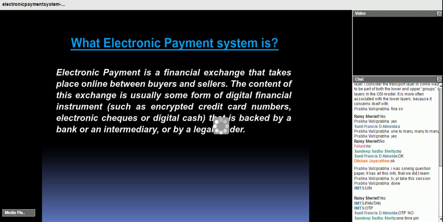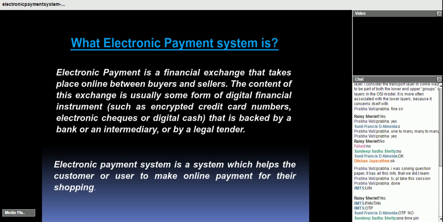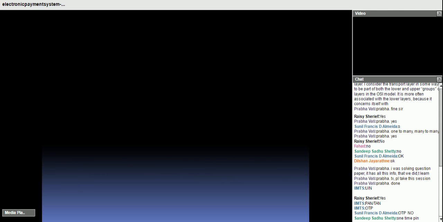Sorry for the interruption. So electronic payment is a financial exchange that takes place online between buyers and sellers. The content of this exchange is usually some form of digital financial instrument, such as encrypted credit card numbers, electronic checks, or digital cash, that is backed by a bank or an intermediary or by a legal tender. So an electronic payment system is a system which helps the customer or user to make online payments for their shopping.